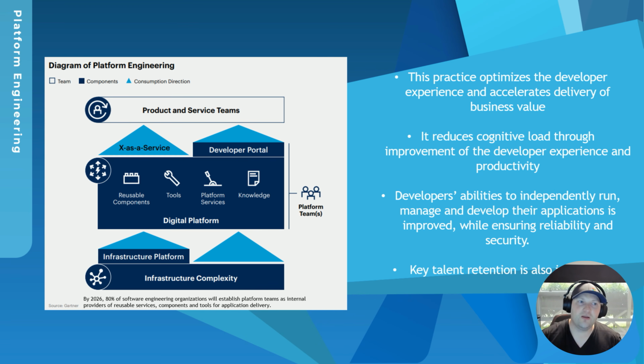This diagram is also from Gartner, but it's product and service teams. You've got almost the platform as a service by a developer portal, so that's managed by the platform teams. And then you as a consumer or a developer then consume the reusable components, the tools, the platform services, and the self-service portal experience maintained by the platform teams. And then the DevOps teams then really use the services that are provided for them.